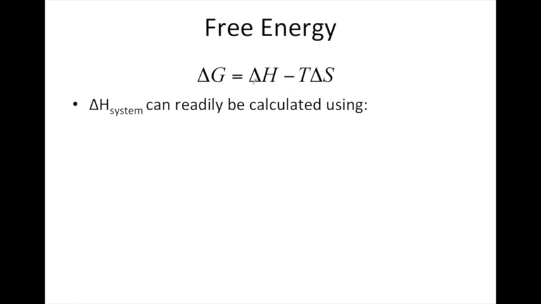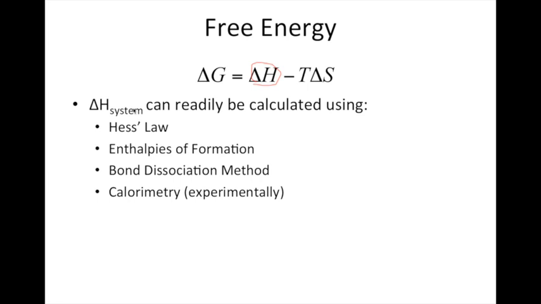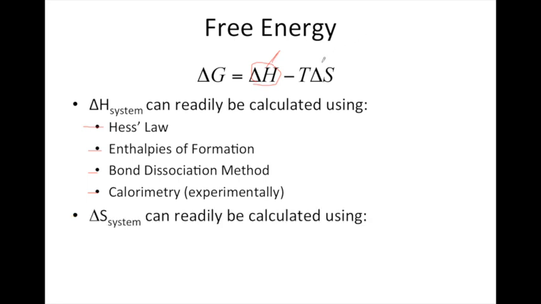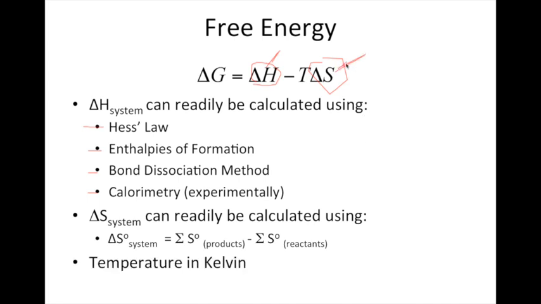So we said that for delta H of the system, we like to express things in terms of the system because we can calculate it. We can calculate delta H of the system using a variety of different techniques, everything from Hess's law, enthalpies of formation, etc. So we can readily calculate this value if we needed it. The entropy change of our system, we can readily calculate it using a formula that we've seen before. The change in entropy of the system, generally under standard conditions, is equal to the sum of the entropies of products minus those of the reactants. So we can readily calculate the entropy change of the system. And the temperature, we can very readily measure that, but it must be on the Kelvin scale.